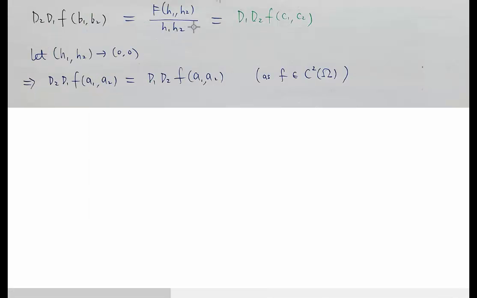Now as a result, we have expressed the function capital F in two different ways, and if I divide this by h1 h2, I will get the left hand side equal to the right hand side. And by letting h1, h2 go to 0 and using the assumption that the second order partial derivatives are continuous, we'll get the result. Alright?